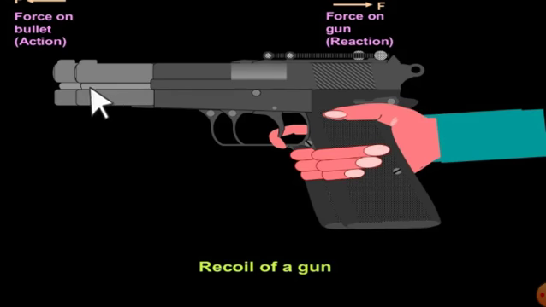So in the case of firing a gun, the bullet moves forward, that is a force. And why does the gun move backward? Because there is a chemical reaction taking place in that bullet.